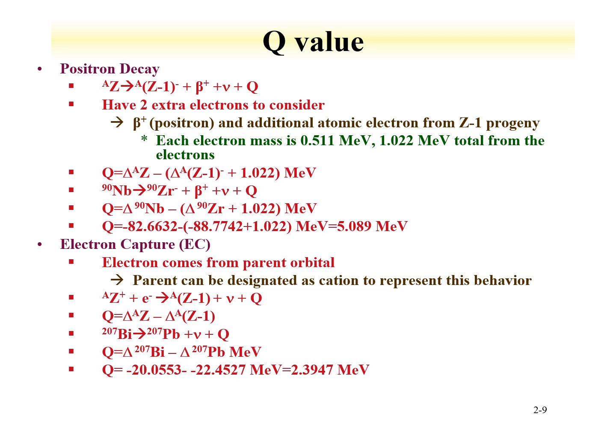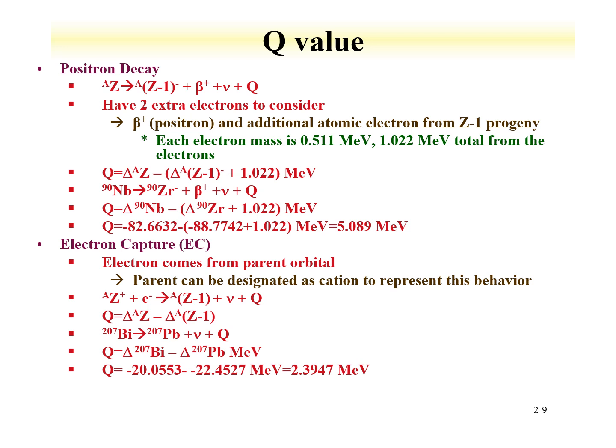So we look at a Q value equal to the parent mass minus the sum of the progeny mass and 1.022 MeV, the 1.022 MeV accounting for the electron and positron. Let's consider the positron decay of niobium-90 to zirconium-90. A positron is emitted. We look up the mass excesses for niobium-90 and zirconium-90. The positron and electron mass is listed here as 1.022 MeV, and we get this value of 5.089 MeV.